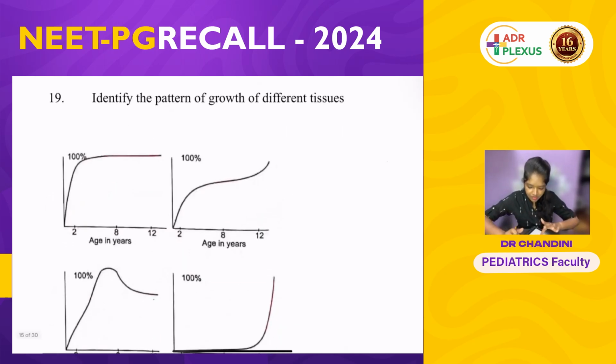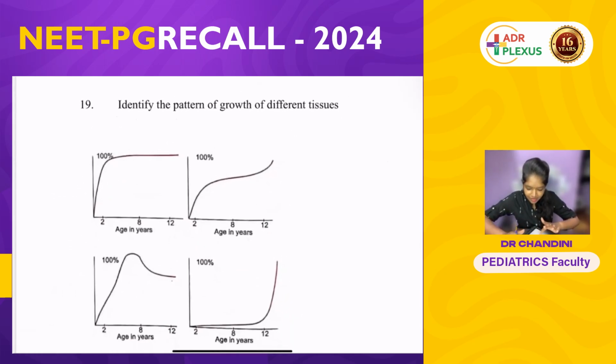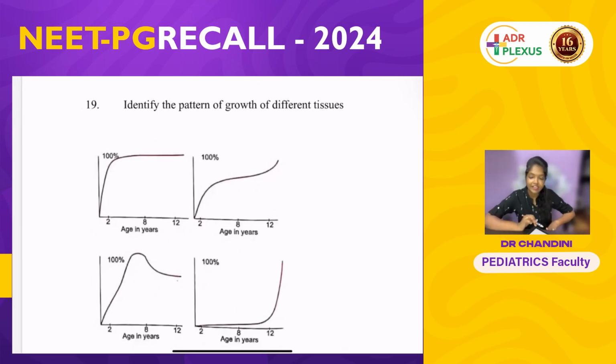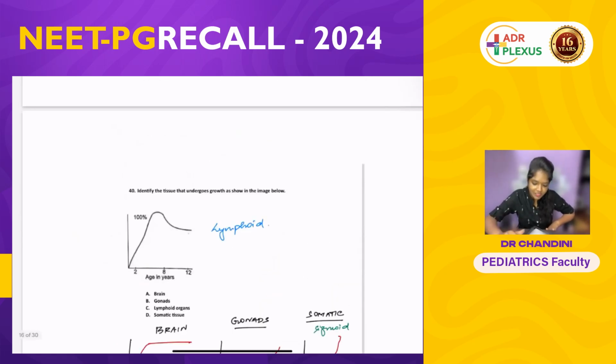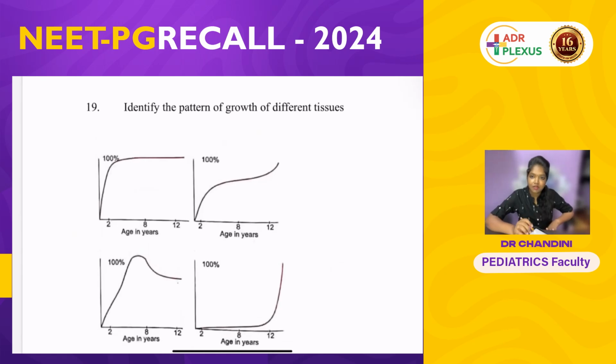Yes. Another question, a direct question asked from our clinical refresher course. Those who have attended this would have known this. They have given you the growth curves and asked you what the pattern of growth of different tissues is. This was the question I took from our clinical refresher course. So the first curve: up to 2 years there is a drastic rise and then a plateau. Initial 2 years the growth is more and then it becomes a plateau. What is it? Yes, brain. Second curve, you see a sigmoid-shaped curve.